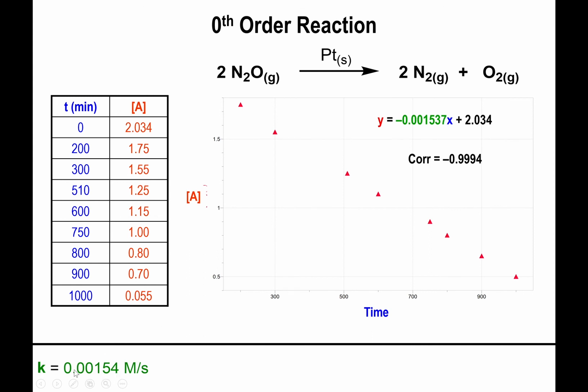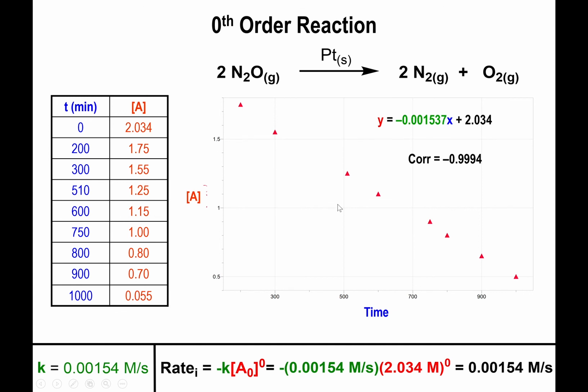And mind you, the value has to be positive, right? So don't bring that negative along for the ride. But this will be the value of the rate constant. And with the value of the rate constant, we can actually calculate the initial rate of the reaction from the point of view of A. And since this is a zeroth order reaction, we multiply -k by the concentration to the zeroth power, which is to say that the initial rate is simply -0.00154 molarity per second in this case. Actually, molarity per minute, since the time is actually in minutes. All right, so this is actually molarity per minute.